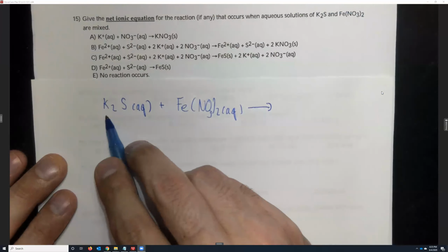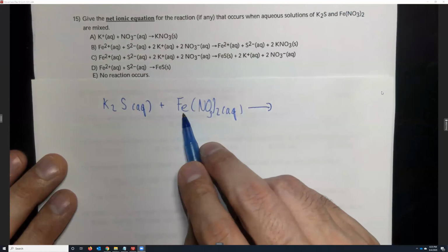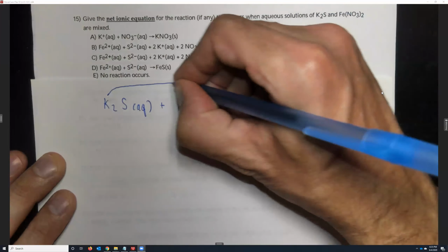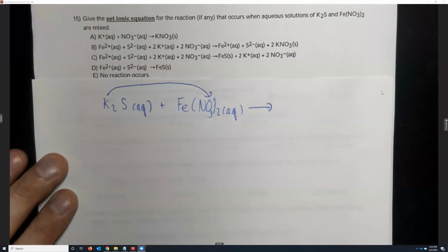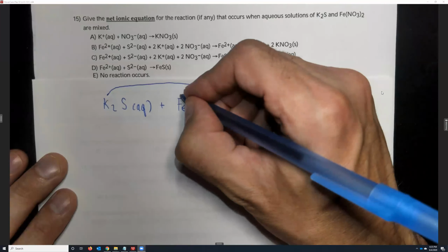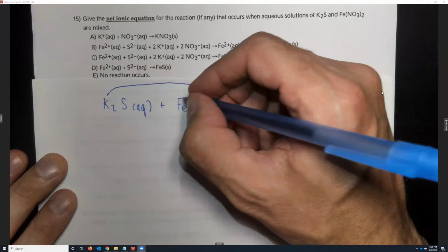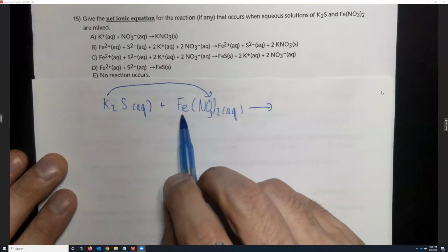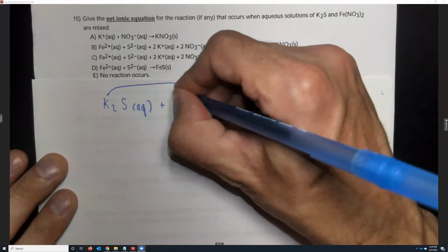K has no interest in going with Fe because they're both positive. K is already with S. So the only thing K can go with and form something new is nitrate. Iron is the same thing. It's already with nitrate, so that's not interesting if it just stays with nitrate. That's not chemistry. But it might be able to go with S.